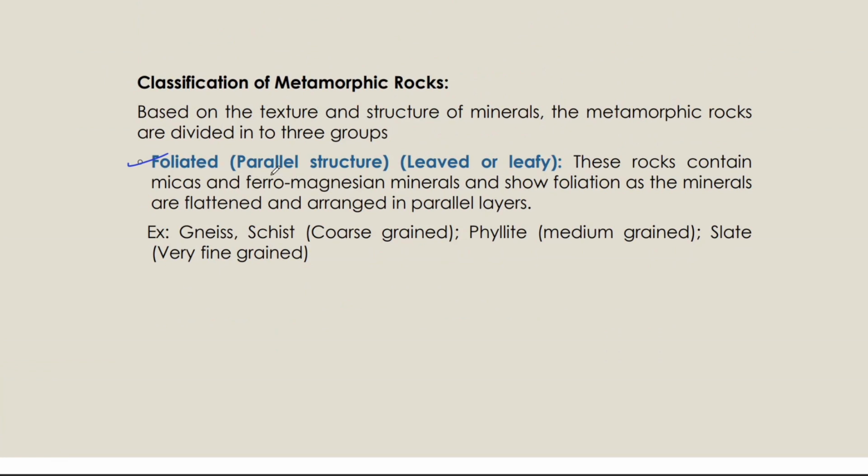They have a parallel structure. They look leafed or leafy. These rocks contain micas and ferromagnesian minerals. In foliation, the minerals are flattened and arranged in parallel layers. That's why they have a parallel structure. You just have to remember the minerals, which are micas and ferromagnesian minerals. They show foliation. For examples, you can just remember one or two: gneiss, and you can just remember slate. That will be easy for you.